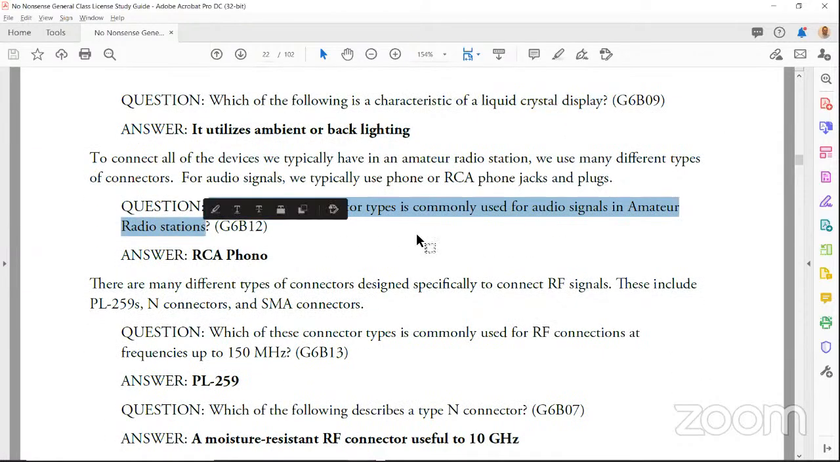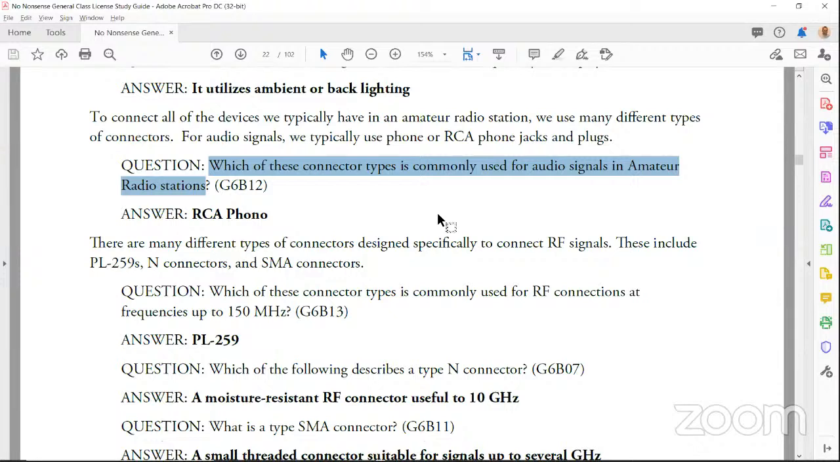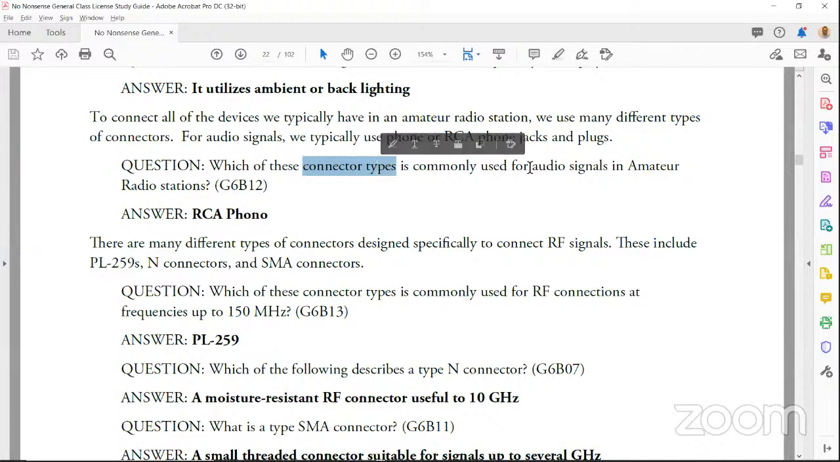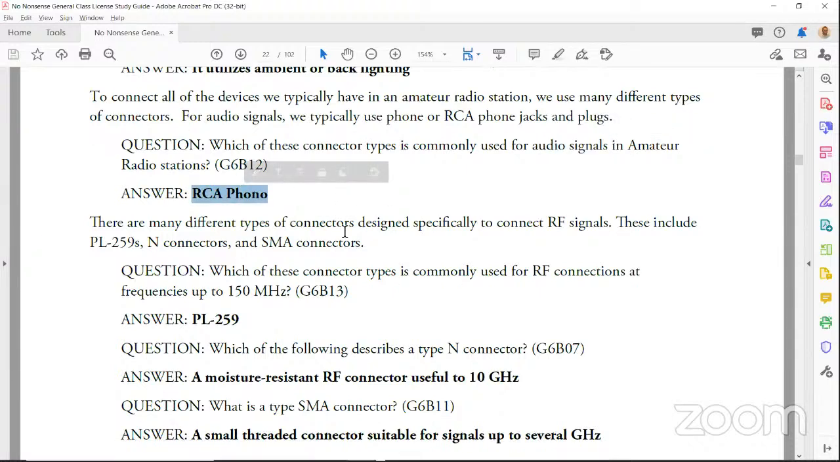Next question. Which of these connector types is commonly used for audio signals in amateur radio stations? We did that last class in the slide deck, but we also quickly reviewed it today as well. We are asking about connector types, but for what type of signal? Radio frequency signal? No. We are asking for audio signals, or audio frequency signals, or AF signals. What type of connector did we learn? We learned about the RCA phono connector or jack.